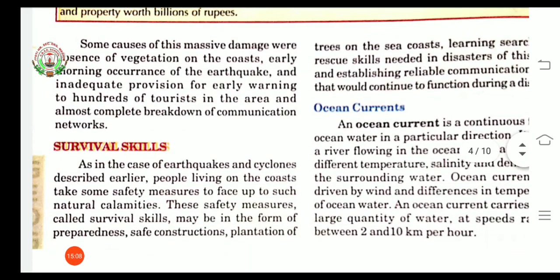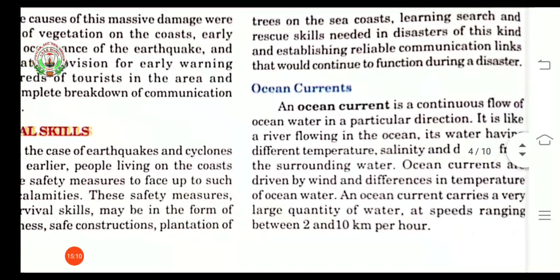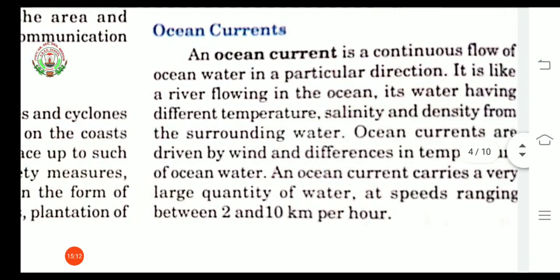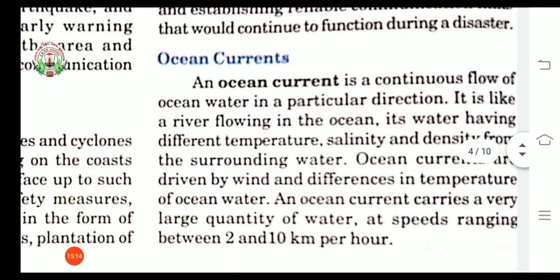Next is ocean currents. A continuous flow of ocean water in a particular direction is called an ocean current. Or it can be like a river flowing in the ocean. Its water will be different from the surrounding water, in terms of temperature, salinity and density.